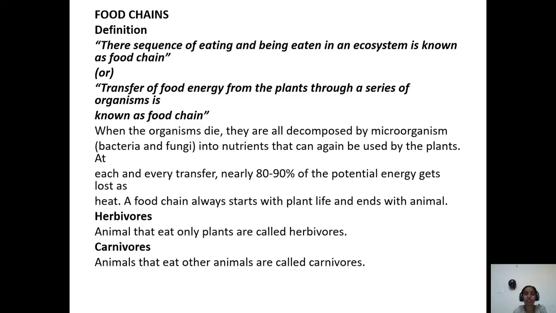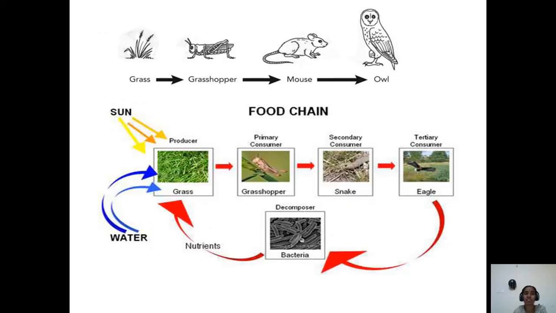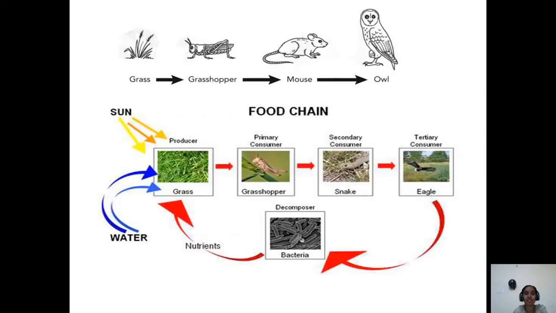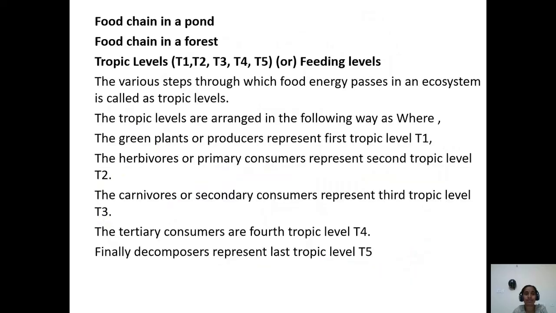Classification of food chain: two varieties are there, grazing food chain and detritus food chain. Before going to the classification, these are examples of the food chain. The first one is a grassland ecosystem food chain example. Producers are grass, herbivore is grasshopper, primary carnivore is mouse, secondary carnivore is owl. And this is the second example of a food chain in a grassland ecosystem.